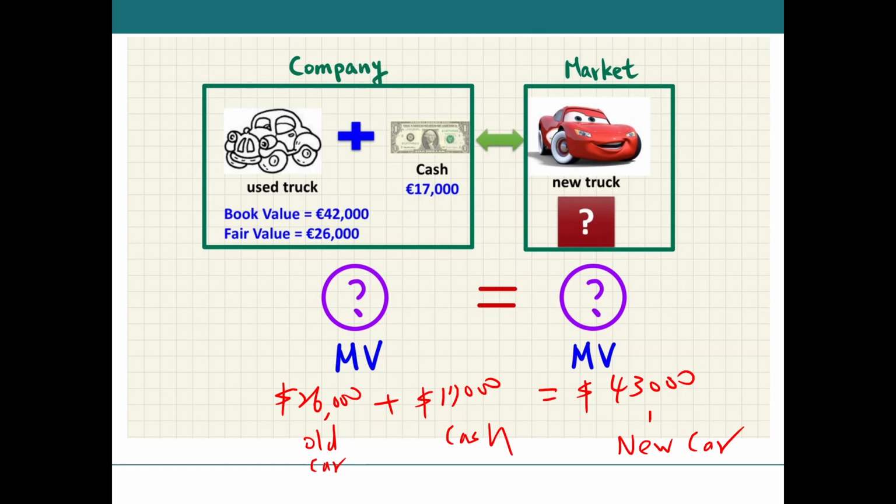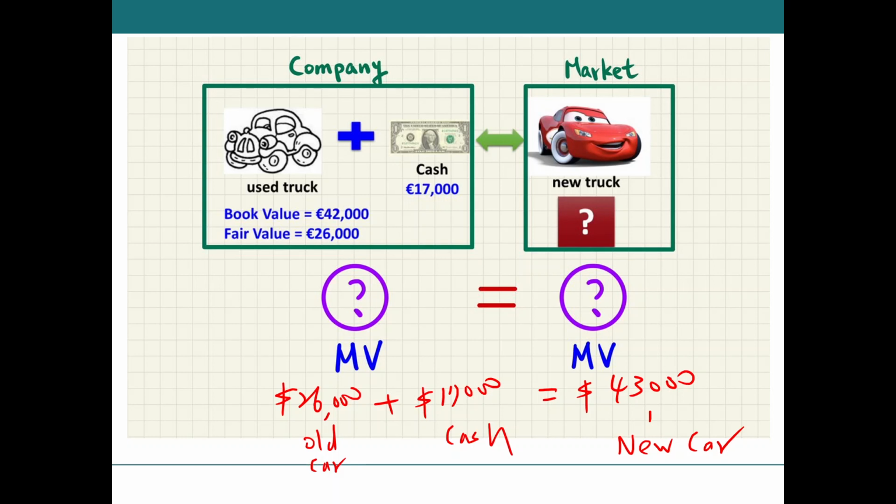Okay. When I do any transaction, when I want to exchange something, only when we have the same value will I do that. Otherwise, impossible, right? So that's how we find out the new car's value. So you got a new car. What's the new car's value? Should be this one.